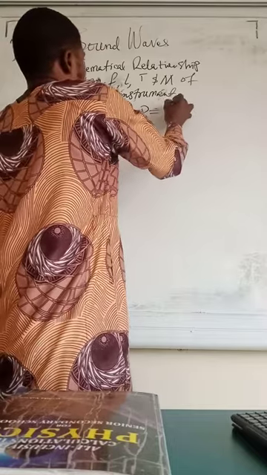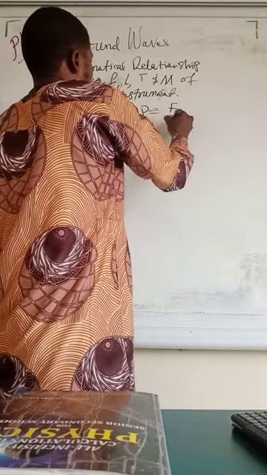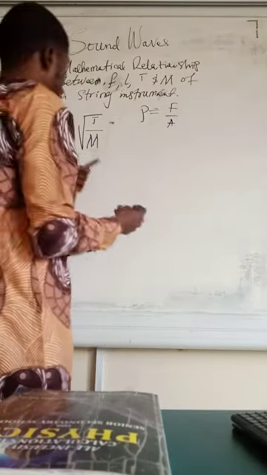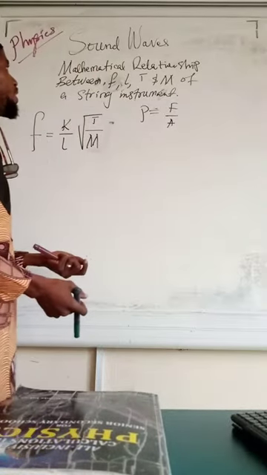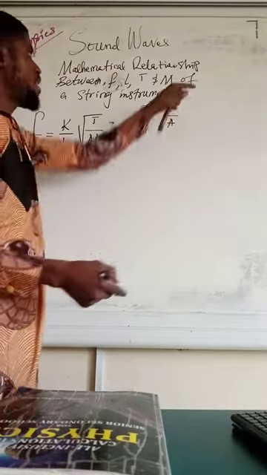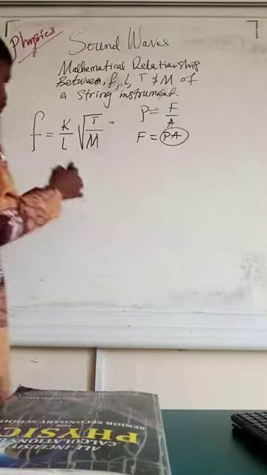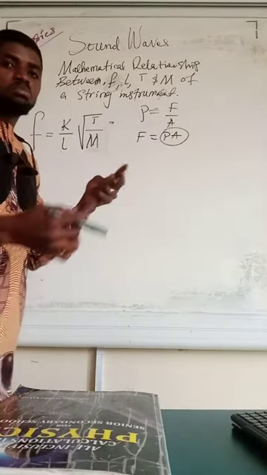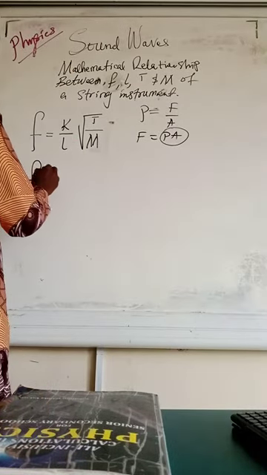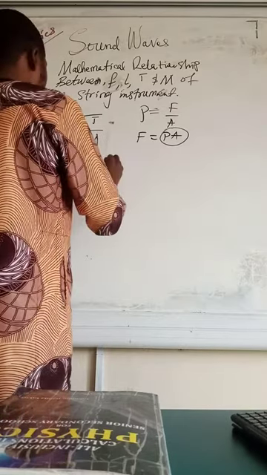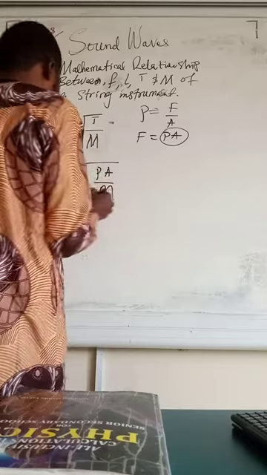Recall that pressure P is force all over area. If tension is for the strings, and tension is measured in newtons, and F is in newtons, it means that F is equal to PA. So for the pipe instruments, this equation can also be written as F is equal to K all over L, the root of PA over M.